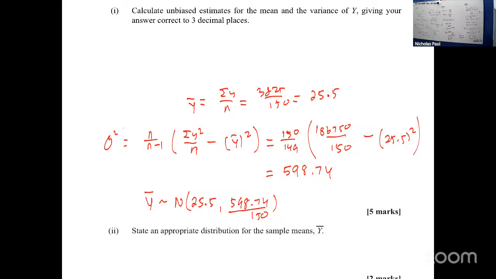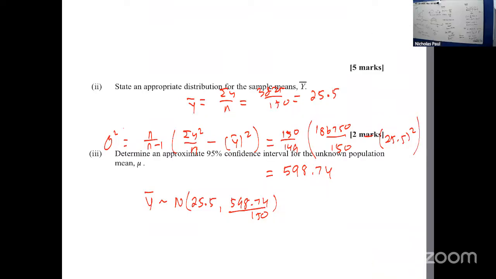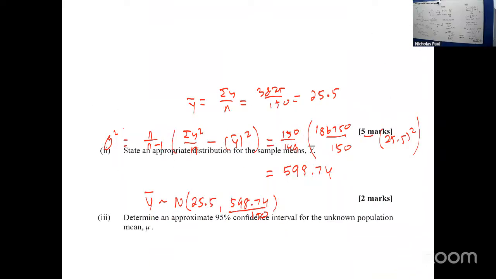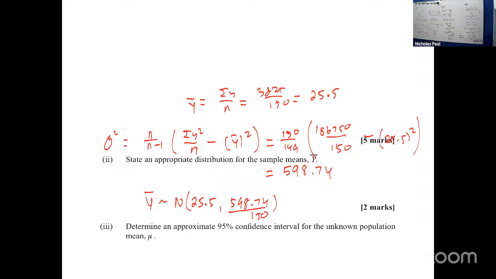What do you ask for after? Determine the approximate confidence interval for the unknown population mean. They want the confidence interval.